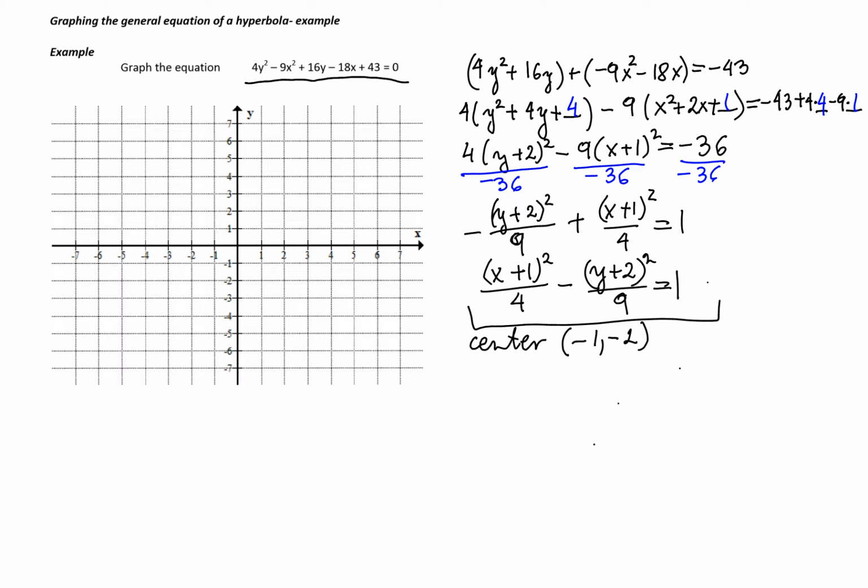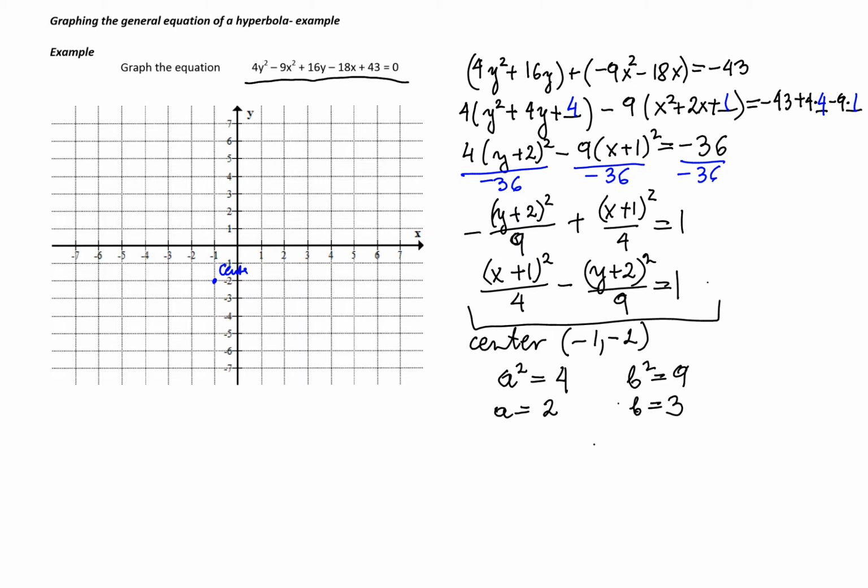The minus sign is in front of the y term, so this tells us that the vertices are on the line that is parallel to the x-axis, and this also tells us that the value of a squared is under the x expression, so this is 4, and the value of b squared is under y, so this is 9. So b is equal to 3 and a is equal to 2. So let's plot the center. The center is at the point negative 1, negative 2.